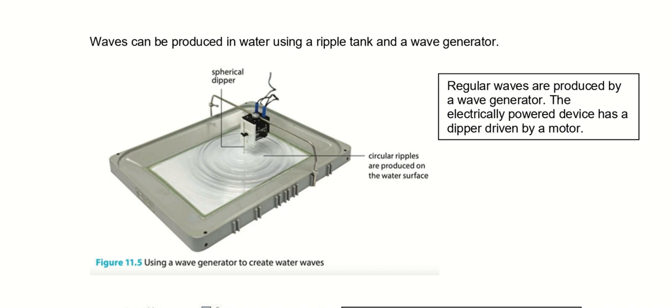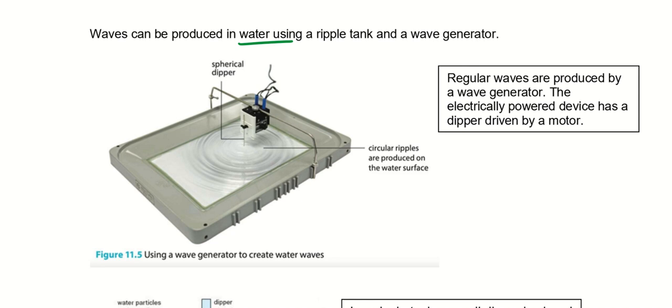Waves can be produced in water using a ripple tank and a wave generator. Have you seen this kind of wave before, circular? You go to Bedok Reservoir, you throw a stone. What will happen? You throw something in your bathtub, or in your big bungalow swimming pool. You will see that there is a circular wave, but we can also make straight-edged waves. So besides circular, we can also make straight waves.